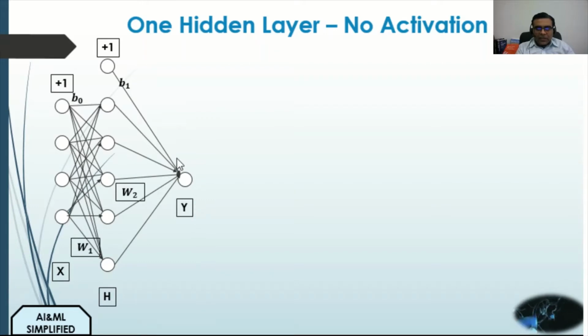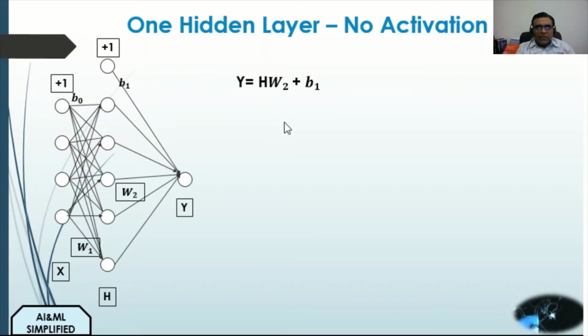So in this hidden layer, we are labeling it as H, we are labeling the output node as Y and the input node as X. We have the bias terms of B0 and B1 respectively in the input and the hidden layer. So we can express Y as a function of inputs coming from the hidden node and the weight of W2 and the bias term B1.